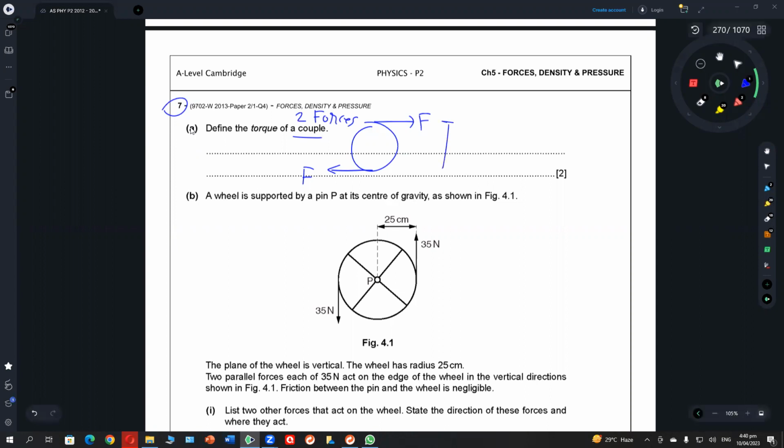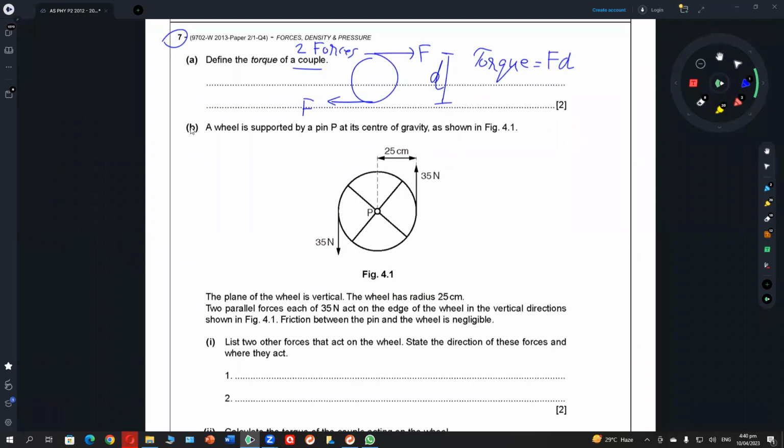There is a separation between them, D. This is the formula. So torque of a couple is the product of a force and the separation between two forces. Can you repeat for me? Torque of a couple is the product of a force and the perpendicular distance between the two forces. Do not mention pivot in the definition of torque. There is a difference between the definition of torque and the definition of moment.